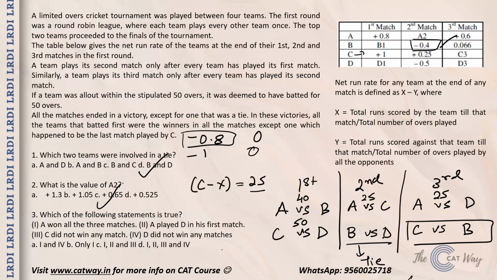Yes, it is a true statement, because D lost the first match, D lost the third match, and the second was a tie. So statements 1 and 4 are the right statements. So option A, 1 and 4, will be the right answer.